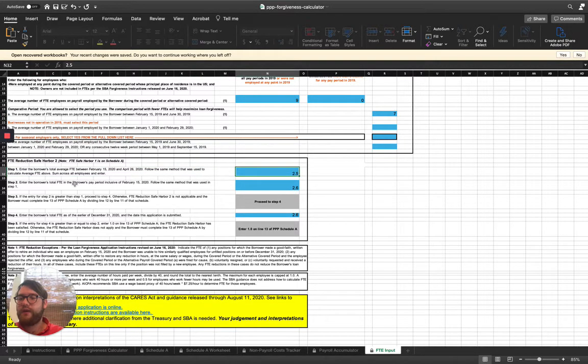Then we would go ahead and put in between for the pay period inclusive of February 15th. So that's just one pay period. Whereas this could be 6, if you're paying on a bi-weekly, probably 6 pay periods. If you're paying on a weekly, about 12 pay periods. If you're paying on a bi-monthly, you'll probably have 5 pay periods in here.